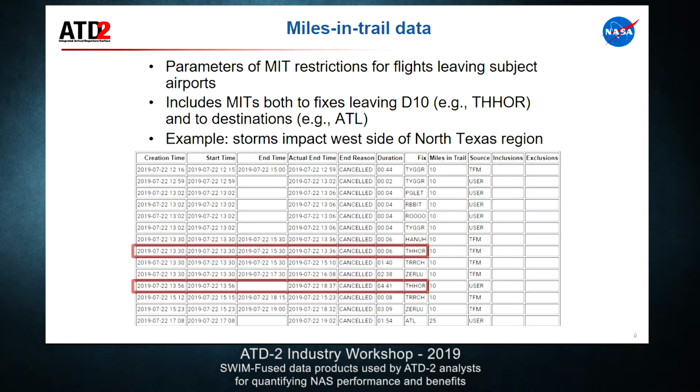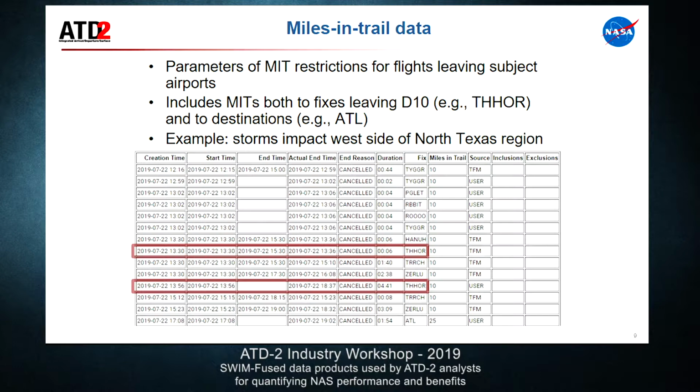We get into miles in trail. From my perspective, it's something that's not been as well studied. There's not as much visibility into it because it's more of a local restriction. But the data is coming through. Like I said, we capture the rate that was imposed, the distance separation across the fix or to the destination that's required, that's been imposed. In this example here, we have some restrictions that came through the TFM feed that were entered in NTML. We have some that were entered locally into the ATD-2 system. So we have an indication of the source here.